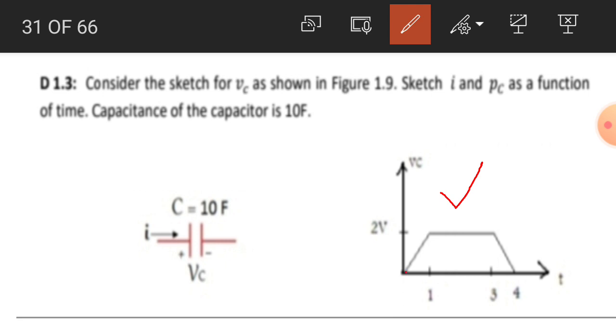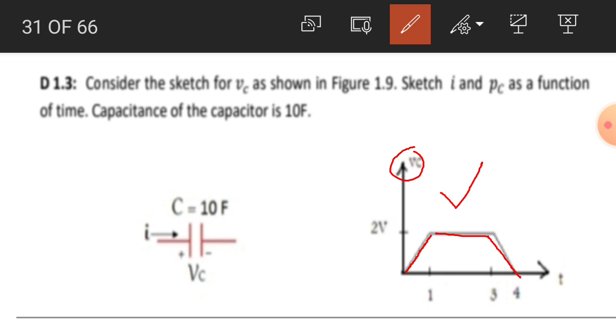Initially, the voltage across the capacitor is increasing linearly with respect to time. Then this voltage is constant with respect to time, and finally this voltage decreases with respect to time. So this is the sketch for the voltage across the capacitor, and this is a time varying voltage. Sketch the current in the capacitor and power taken by the capacitor as a function of time.